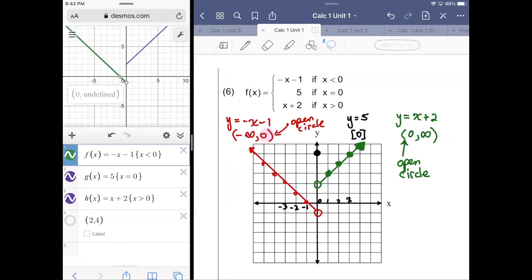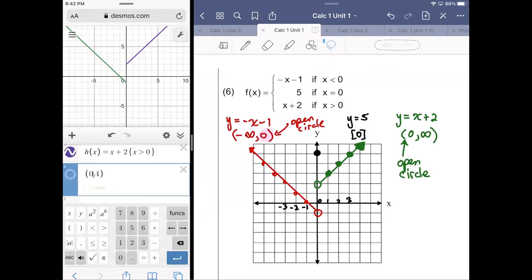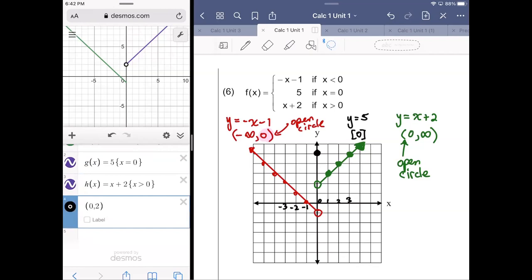In most cases, you're going to want to plot a point, right? So 0, undefined, that green line, the one on the left that's red when I hand drew it, that should be an open circle. This point should also be an open circle. So I'm going to plot those. So it's 0, 2. So I got a point there.